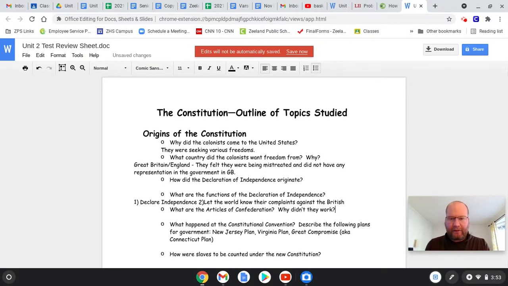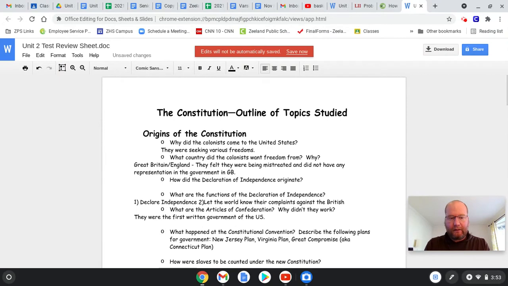All right, what about the Articles of Confederation? Why didn't they work? Well, first of all, they were the first written government of the U.S. Okay, let's talk about that. One, it had a weak central government. Two, the central government did not have the power to tax.